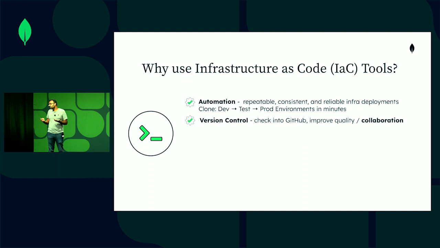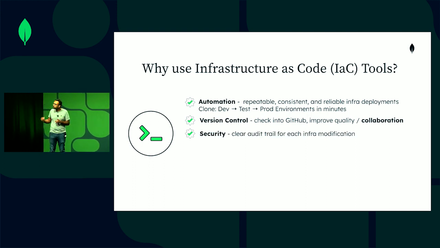You have version control. So the ability to check in your infrastructure code just as source code into a GitHub repository or Bitbucket is super valuable. It provides an additional level of transparency and collaboration on your infrastructure side, so you can help raise the bar there. You have security benefits, so you get to have a clear audit trail of every infrastructure modification. Who's making what change when?